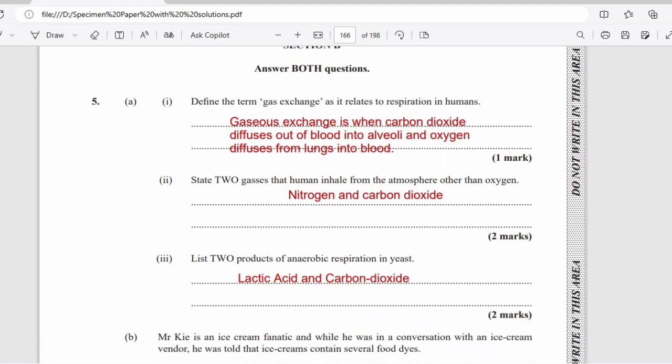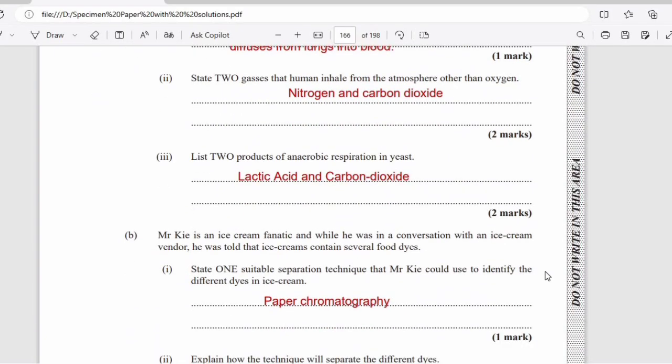Say 2 gases that humans inhale from the atmosphere other than oxygen. Now answers there could be nitrogen, some carbon dioxide. I'm thinking if there is any other right now. Nitrogen and carbon dioxide are good ones to go with. If you can find any more, so be it. The next one lists 2 products of anaerobic respiration in yeast. The answers there are lactic acid and carbon dioxide.